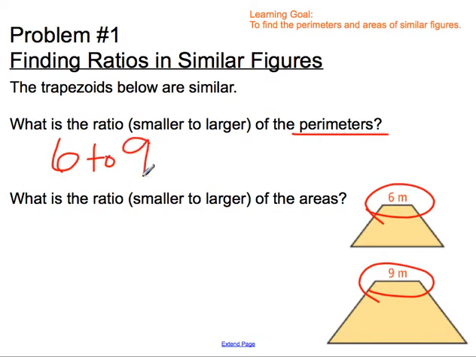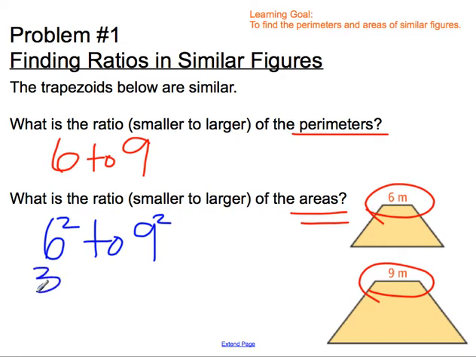Now area, on the other hand, is two-dimensional. It has both length and width. And so that's why we square the two. We start with the ratio of the perimeters, but then we square each number. So we have 6 squared to 9 squared. 6 squared is 36, and we're going to compare that to 9 squared, which is 81.